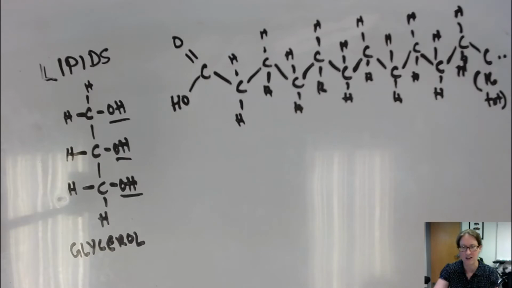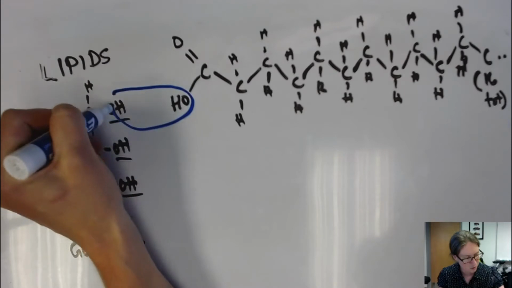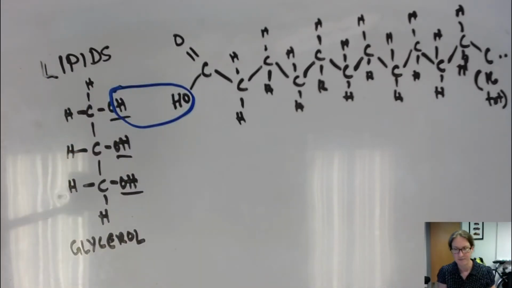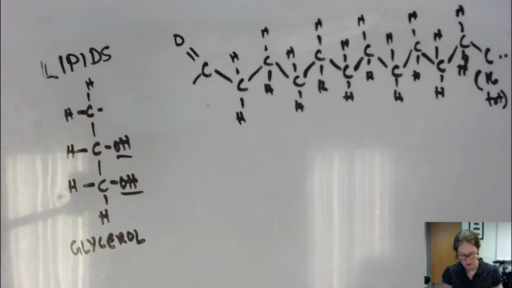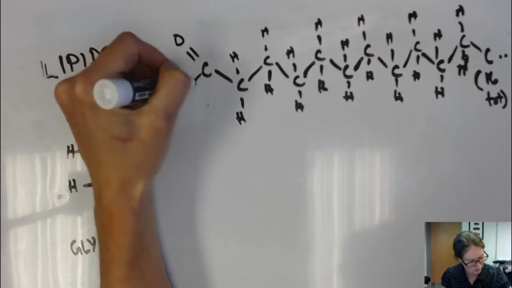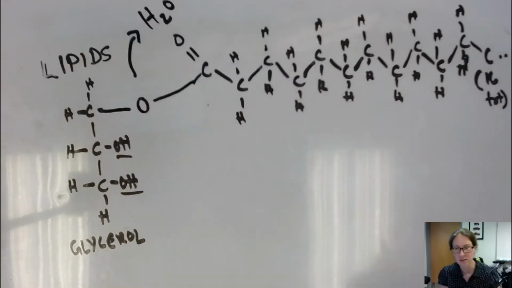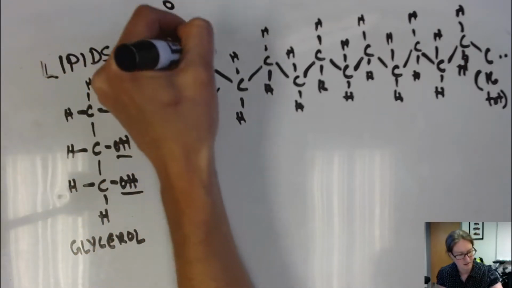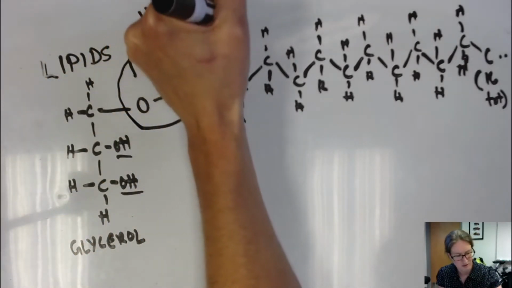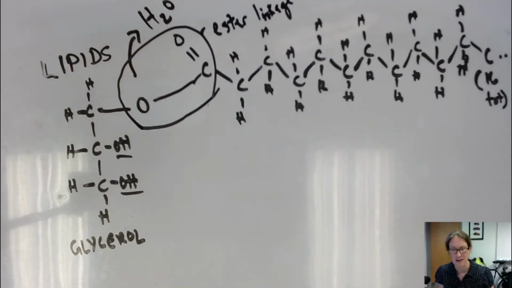So what can happen here is another example of a dehydration reaction to link these two pieces together. And the outcome is something that's going to look like this. Goodbye, water. And so this outcome is something that is called an ester linkage.